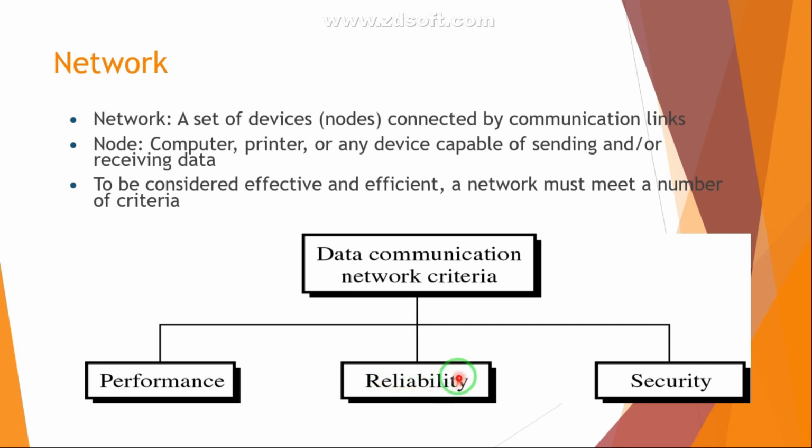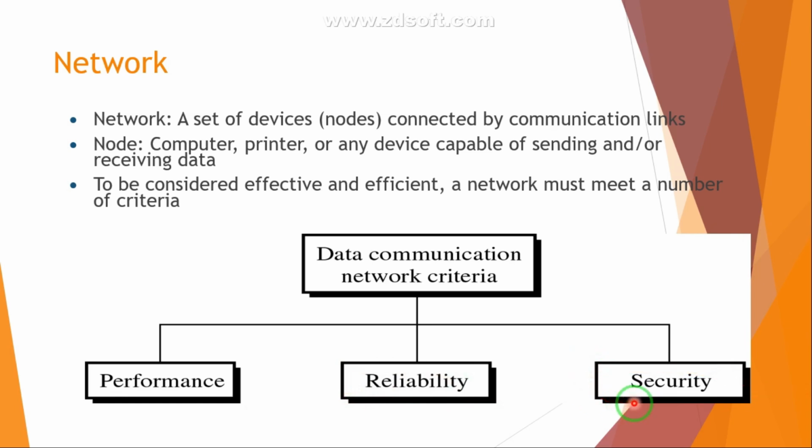Suppose due to some congestion or any link failure, data communication is not going to take place through that link. So how much time is it going to take to recover from that failure, so that we can use that link again? That is nothing but reliability.